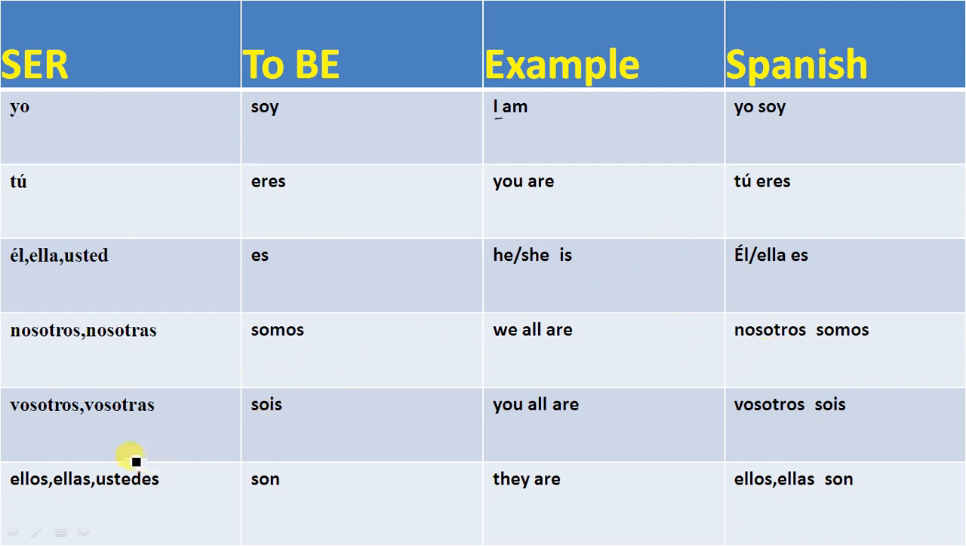Now vosotros and vosotras, so the sois form we will use. If you say you all are, you all are, vosotros sois means you all are. Now they are, you will use the son form, the last form, son. Ellos son means they are. Ellas son means they are. Ellas son is feminine and ellos son is masculine.